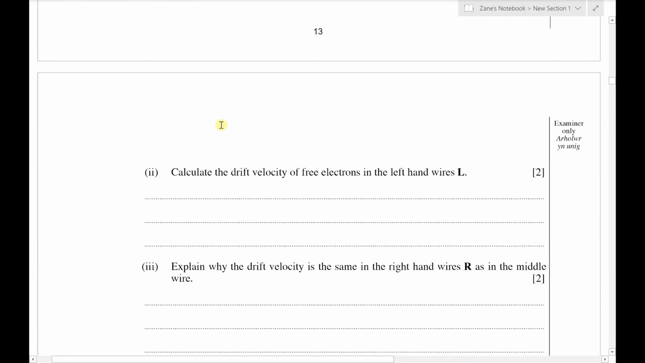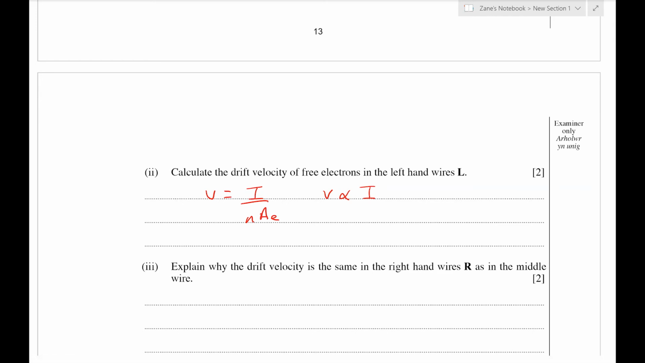So let's rearrange that drift velocity formula, which will be V equals I over NAE. Well, the N is the same, the A is the same, the E is the same, they're all constants, so the drift velocity is directly proportional to the current. If we have a quarter of the current, the drift velocity will be 4 times smaller.